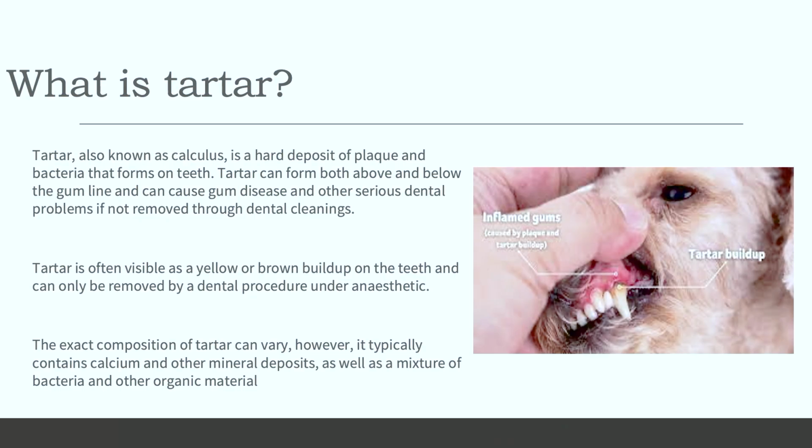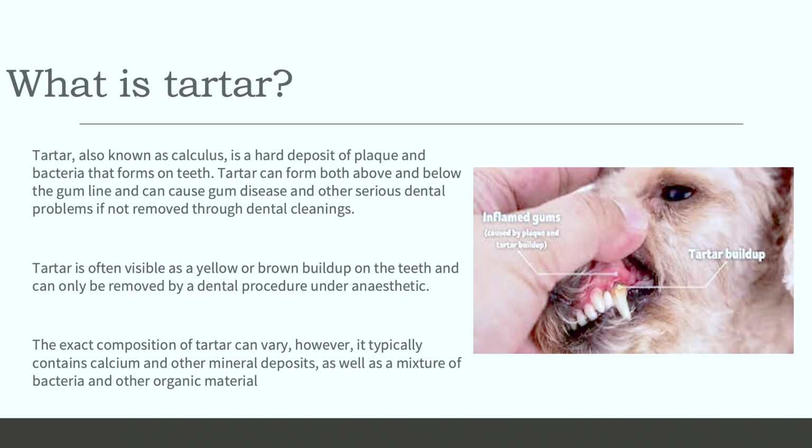Tartar is a little bit different. So tartar is known as calculus in humans often, and it is a hard deposit of plaque and bacteria that forms on the teeth. Tartar can come from above and below the gum line and can cause gum disease and other serious dental problems if not removed through dental cleaning. The exact composition of tartar can vary depending on the type of bacteria present in the mouth, the diet of the animal, and other factors. However, it typically contains calcium and other mineral deposits, as well as a mixture of bacteria and other organic material.